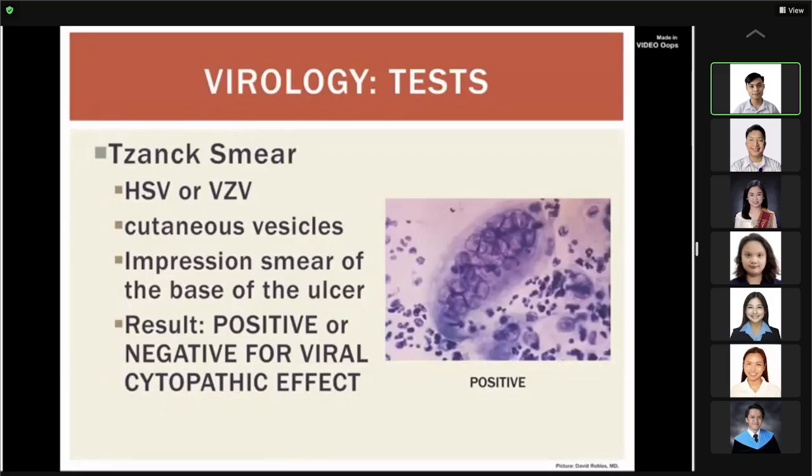Then the smear is sent to the laboratory for staining, looking for this. The pathologist will be looking for this. So this is a cytopathic effect, secondary to the presence of the organism, VZV or HSV. So if this cell is seen, we will release a report na positive for viral cytopathic effect. Pag wala, edi negative for viral cytopathic effect.